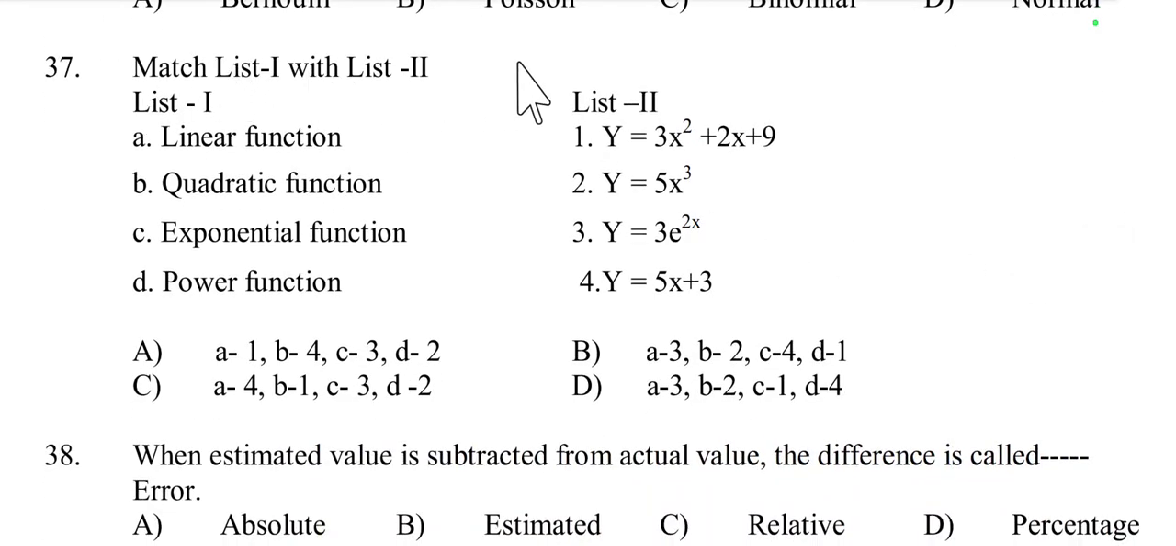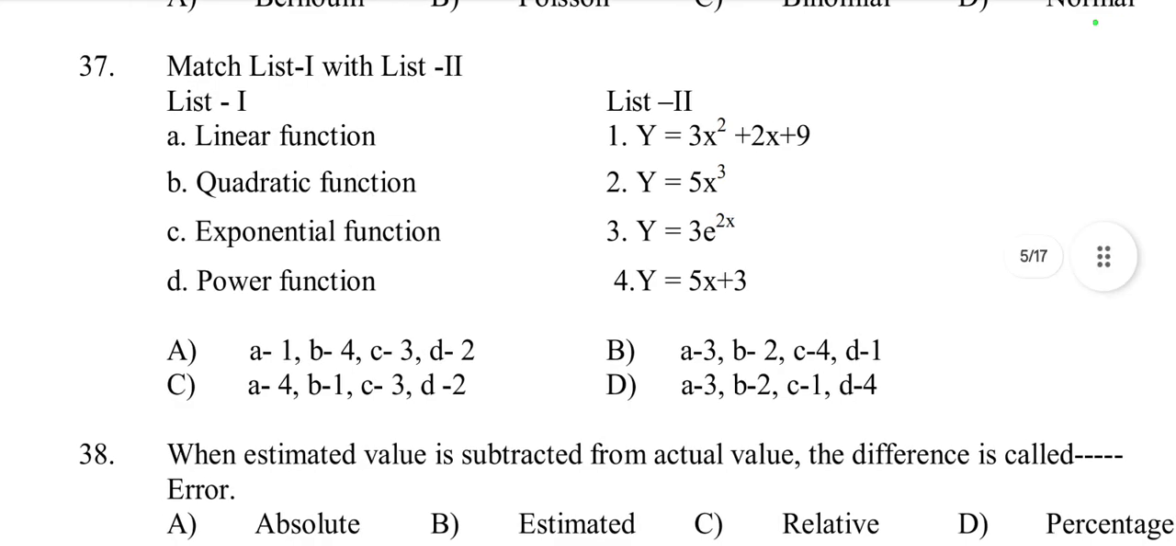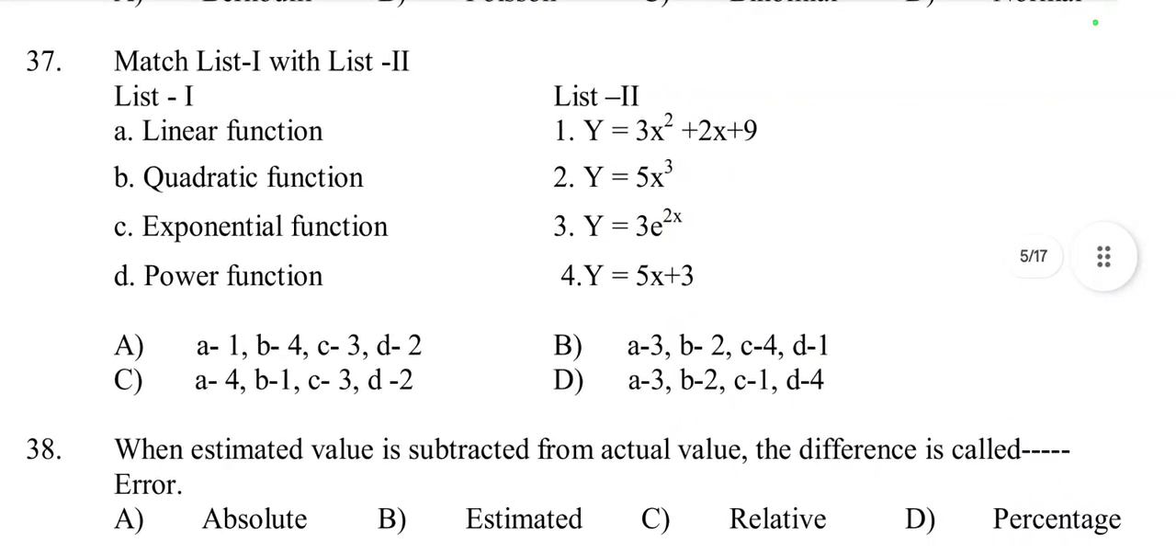Then 37: linear, quadratic, exponential, power function. These all come from the derivative part of the set theory, simple derivative part. First one is the linear function. In linear, the power is only one. For example, y is equal to 5x plus 3; because the power of x is 1, it is called a linear function. The second one is quadratic. Quadratic means the power is 2, for example y is equal to 3x square plus 2x plus 9.